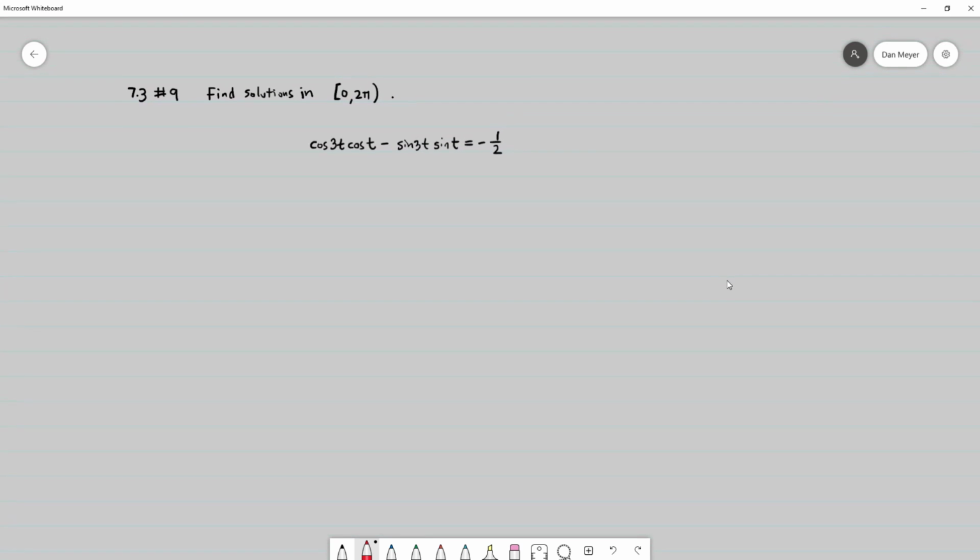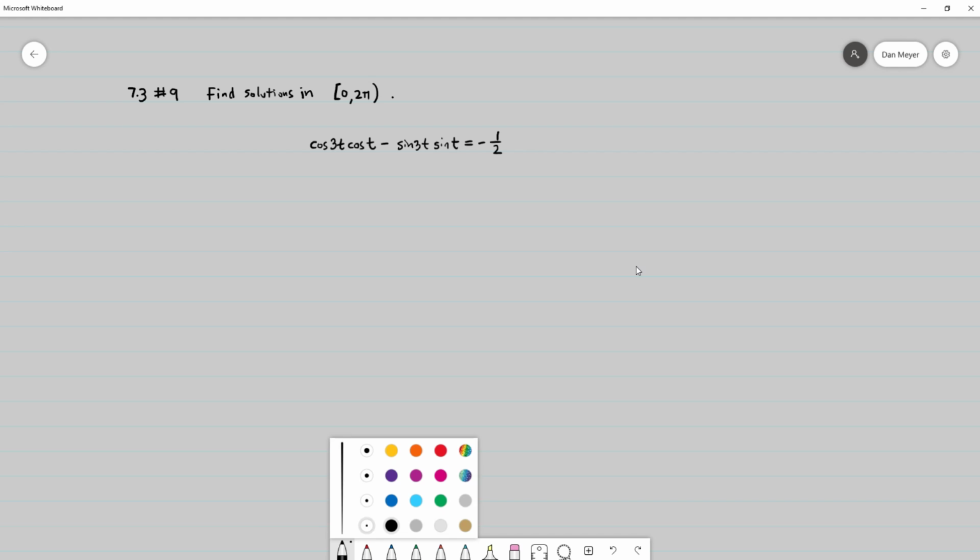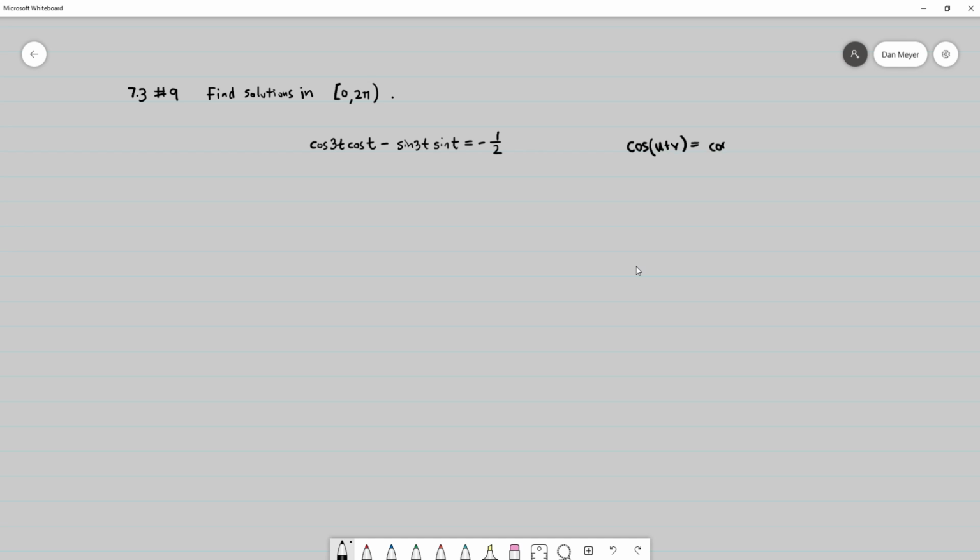This is number 9 from the 7.3 worksheets. We want to find solutions in the interval 0 to 2 pi for the given equation: cosine of 3t times cosine of t minus sine of 3t sine of t is equal to minus 1/2. You might notice that our left-hand side looks very similar to an angle addition formula for cosine: cosine of u plus v is cosine u cosine v minus sine u sine v.